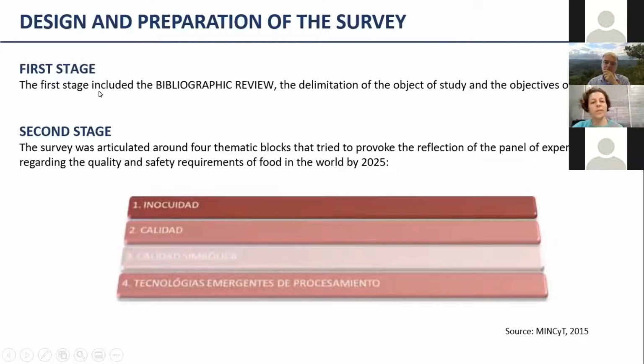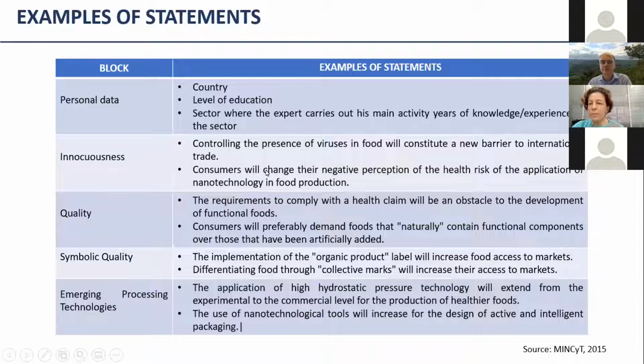The design and preparation first stage included the bibliographic review and the delimitation of the object of the study. And in the second stage, they prepared four blocks of questions: innocuity, quality, symbolic quality, and new technologies in this processing stage. One person asked for examples of how we prepare hypotheses or statements. In the first block, personal data, country, level of education. Innocuity, example of statements: controlling the presence of viruses in food will constitute a new barrier to international trade.